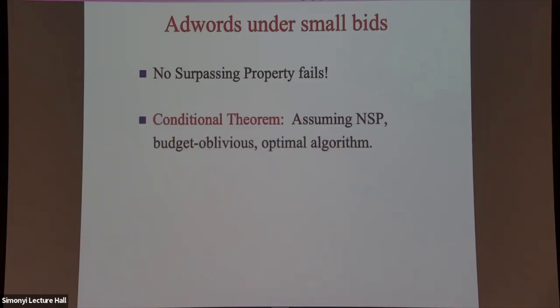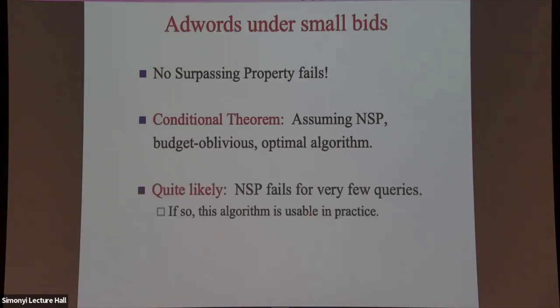So I've stated this in my paper, which is on arXiv, as a conditional theorem. Assume the no surprising property, then you have a budget oblivious and optimal algorithm. We have this conditional theorem if you have counterexamples to the no surprising property. I feel that this property fails for very few queries, and if this can be checked experimentally, then you can still use the algorithm. And the advantage, of course, is that you can use it in auto bidding platforms because of the budget obliviousness.